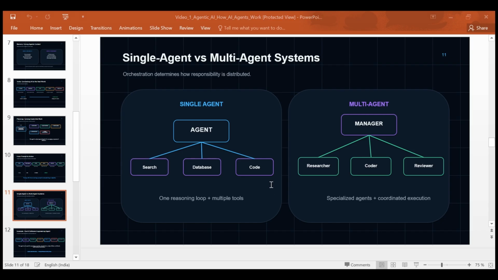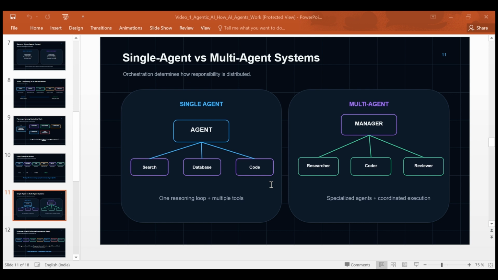So now, single-agent versus multi-agent systems. Not every agentic application requires multiple agents. A single agent with a strong model, clear instructions, and a well-designed set of tools can handle a surprisingly broad range of workflows. As complexity increases, however, we may choose to distribute responsibility. One agent might specialize in research, another might focus on coding, a third might review the result. A manager agent can coordinate these specialists, or agents can hand work to one another.